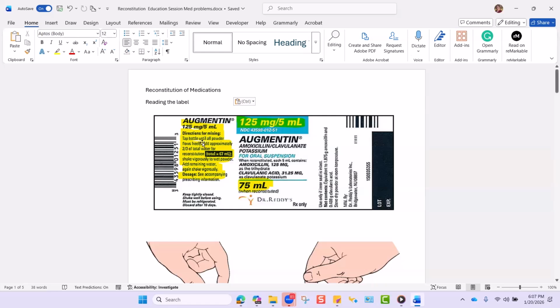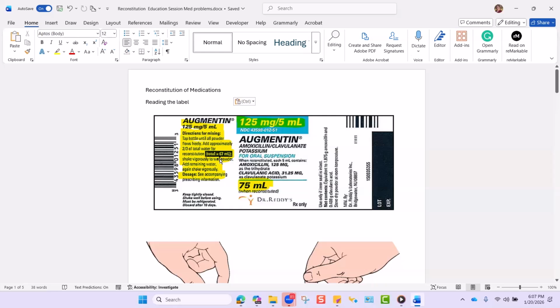And this is unusual too. It says shake vigorously. They never say shake vigorously. They say swirl gently. I'm surprised it says shake vigorously, but that's what the instructions say. And if the instructions say to shake vigorously, you are going to shake it vigorously. All right, shake vigorously. Then I put my remaining water in.